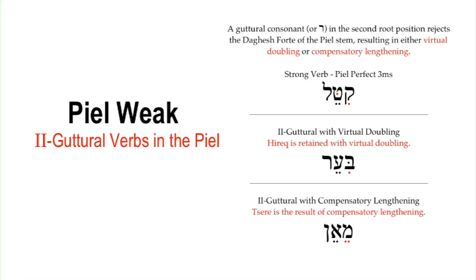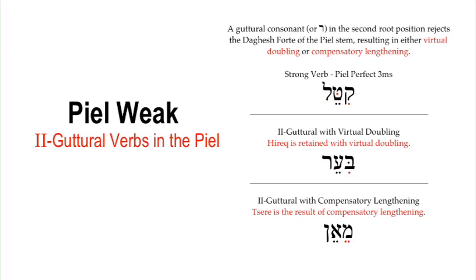Now we come to the category of weak verb in the PL stem that does exhibit substantial change, and these are the weak verbs that we need to concentrate on for this particular chapter. Look at your screens with me. We're going to talk here about the II guttural verbs in the PL stem. II guttural verbs, you know, are verbs with a guttural in the second root position.